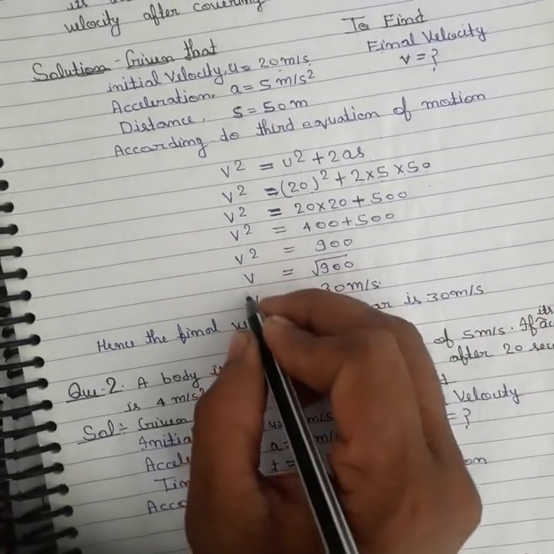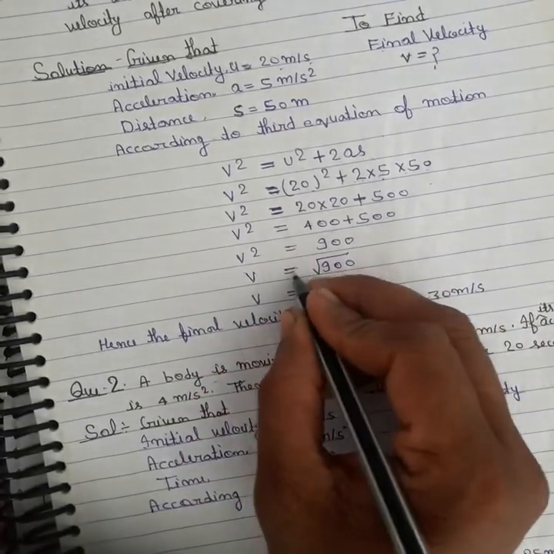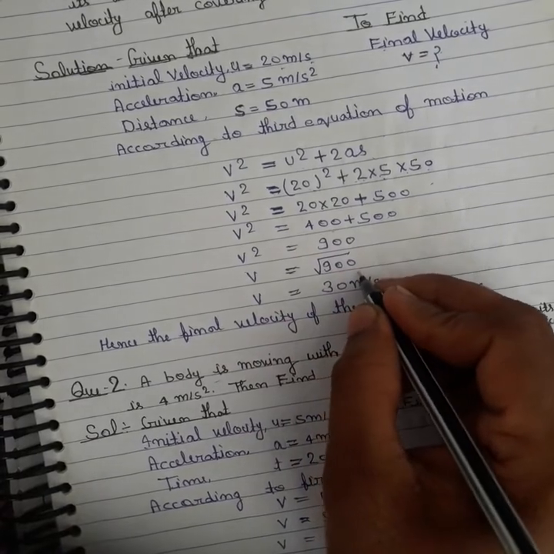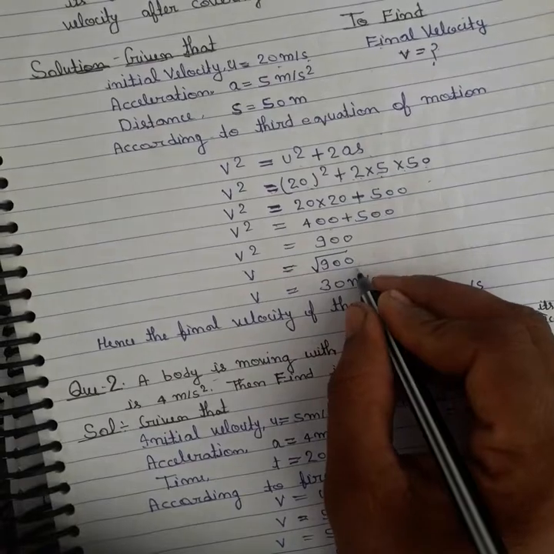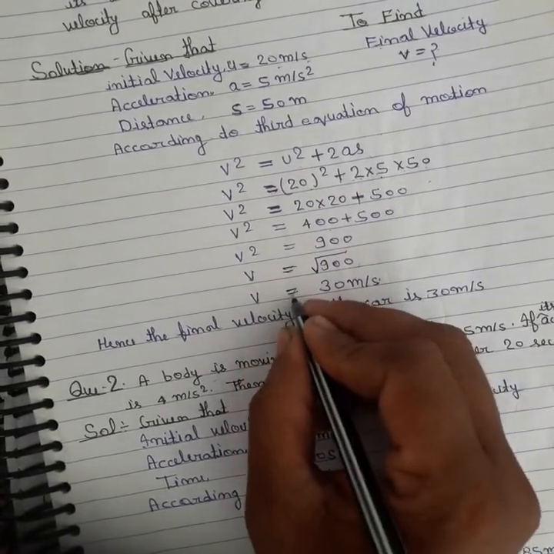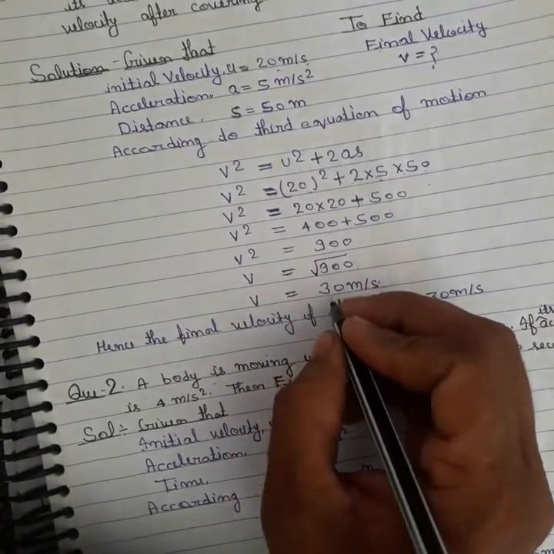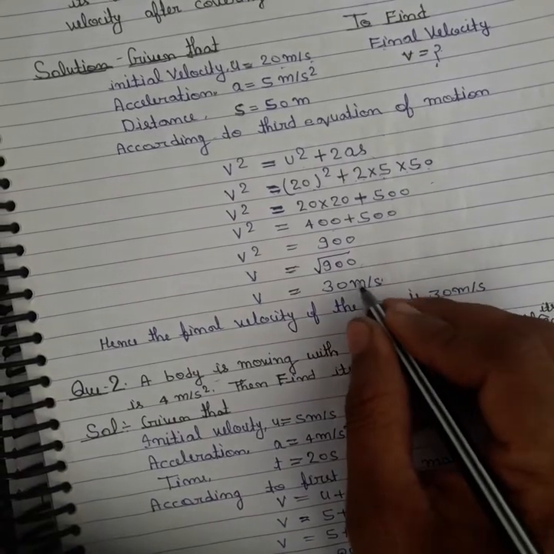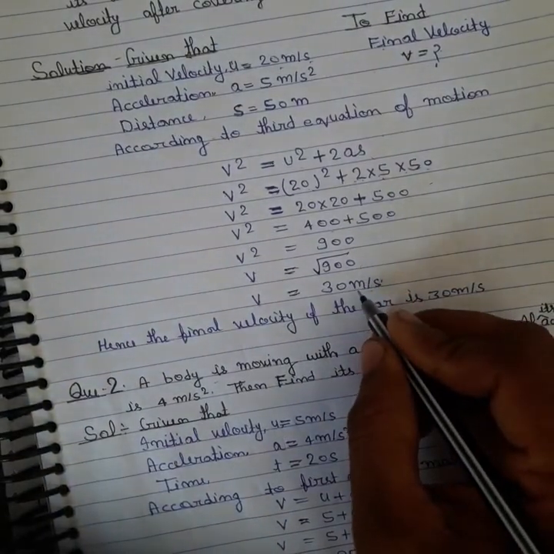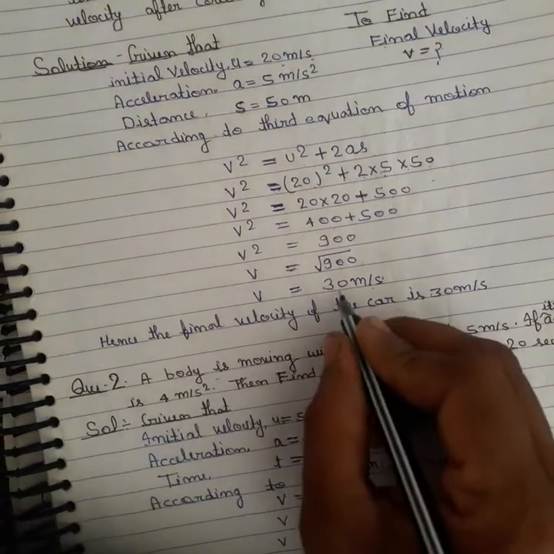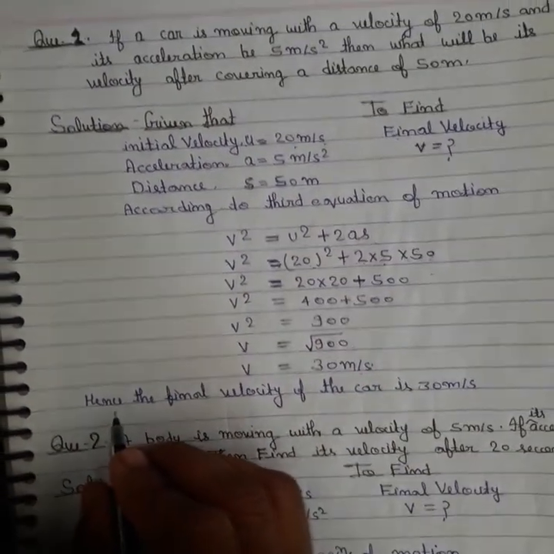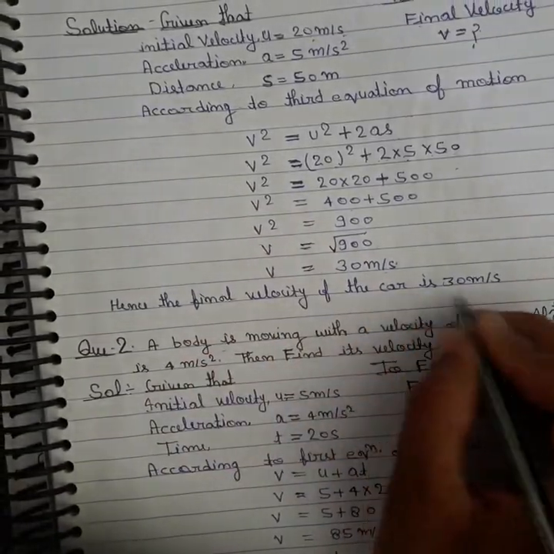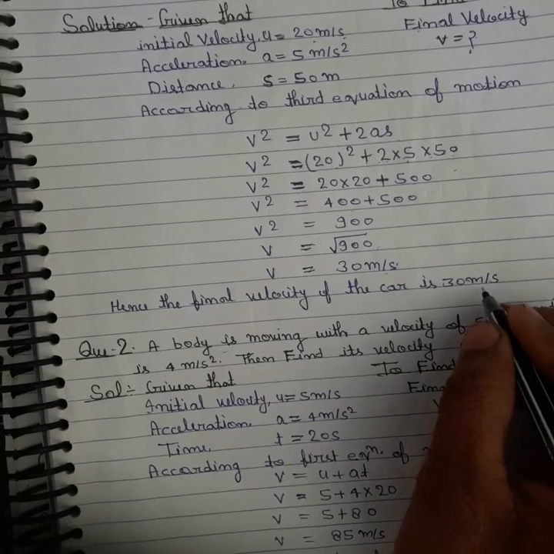Removing the square on this side, we take the square root of the right side. Then v equal to root 900, and you get v equal to 30 meter per second. Square root of 900 is 30. Hence the final velocity of the car is 30 meter per second.